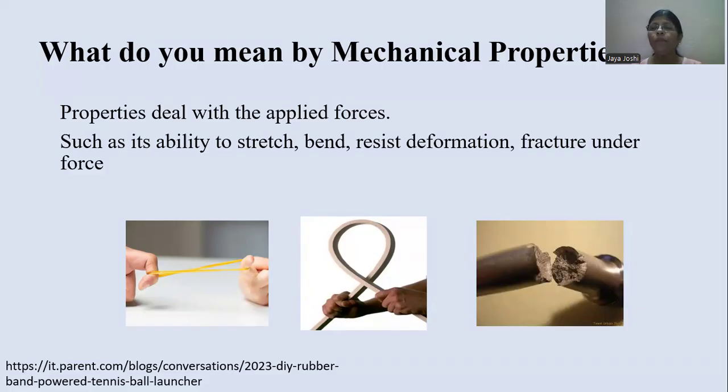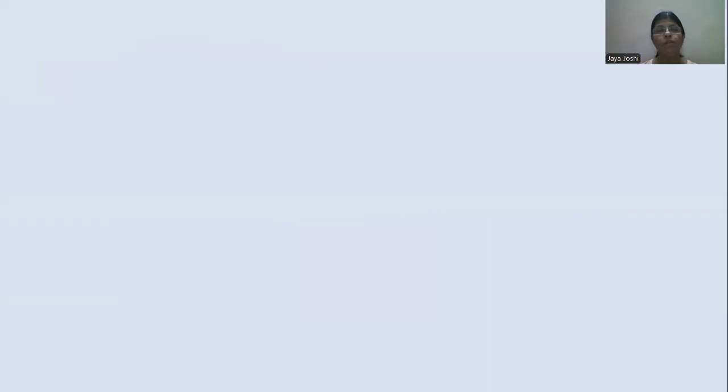Now, in dentistry, various materials are used. Some materials are used inside the oral cavity, and some materials are used outside the oral cavity. These materials are exposed to different types of forces. Inside the oral cavity, the materials are exposed to masticatory forces, and outside the oral cavity, during fabrication, the materials undergo different types of forces. In this picture, you can see so many changes occurring in the object when the forces are applied. So basically, mechanical properties are the properties that deal with the applied forces.